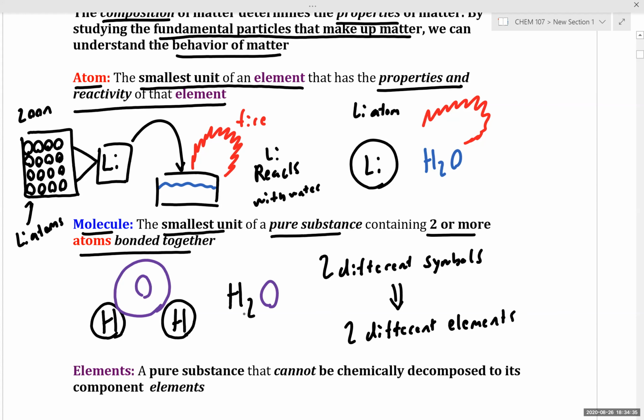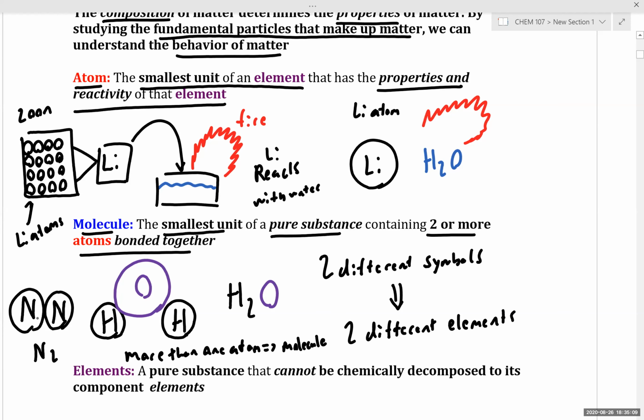And further, because we see more than one atom, that in turn tells us that we have a molecule. Anytime we have two or more atoms bonded together, we have a molecule. They don't necessarily have to be different elements in a molecule. For example, nitrogen has two atoms of nitrogen bonded together. So when you think of the word molecule, I want you to think two or more atoms bonded together.